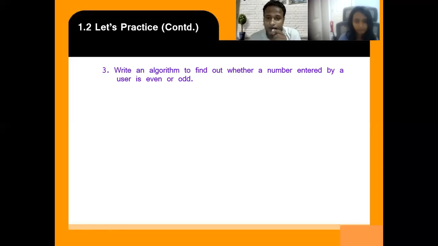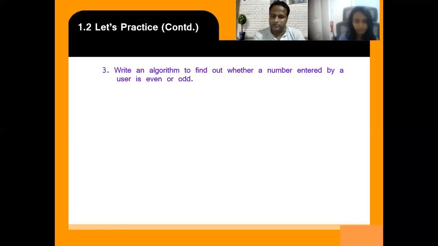You have to start the algorithm. The first step is start algorithm. Good. The next step is to accept the number that has been given. First you have to accept the number. Next, divide the accepted number by 2.